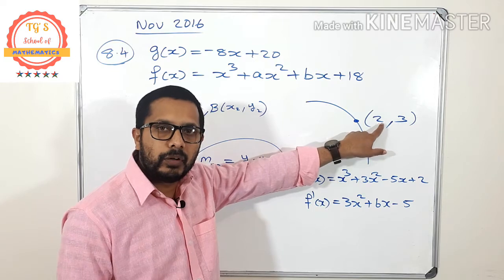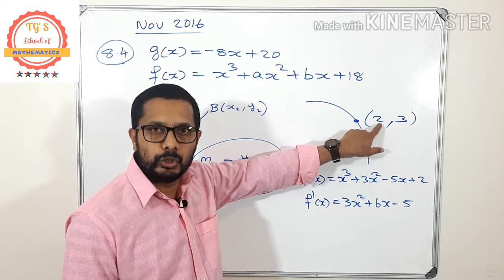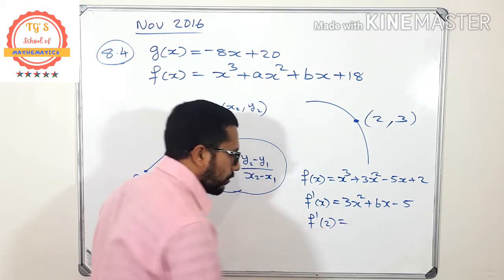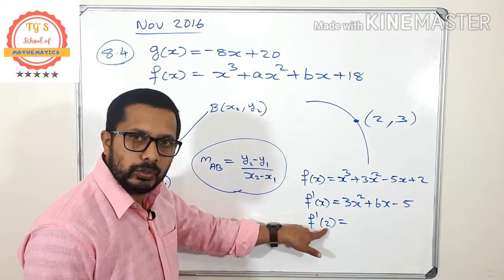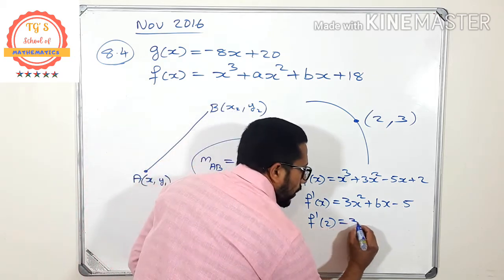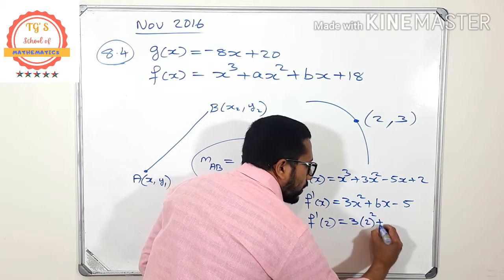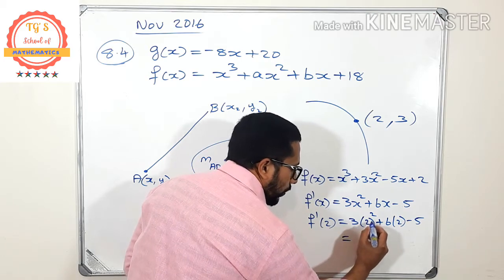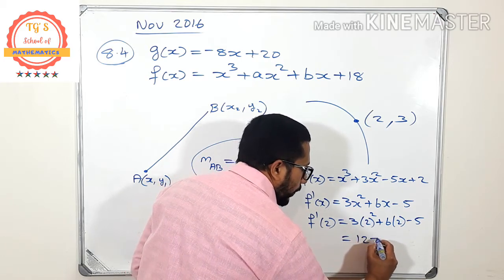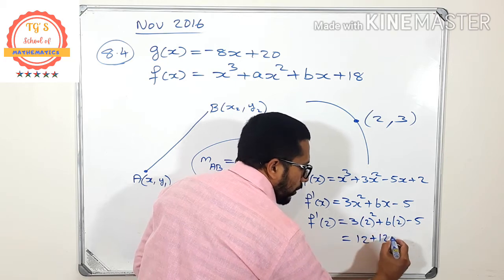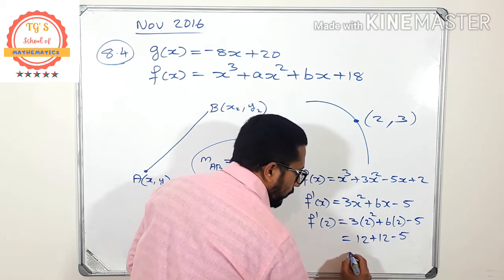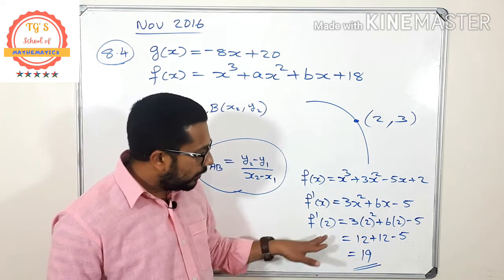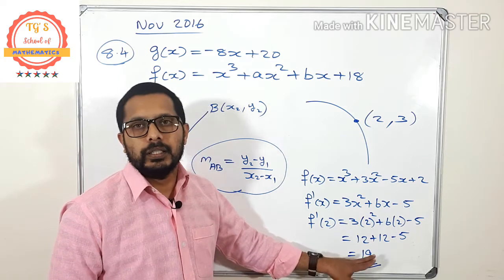So what I told you, first you find the derivative, and in that derivative you have to substitute the x value. In our example, what is the x value here? It is 2. So I substitute the value of x as 2. 3 into 2 squared plus 6 into 2 minus 5. So what is the answer? 3 times 4 is 12, plus 6 times 2 is 12, minus 5. 24 minus 5, that means 19. So in this case 19 is the gradient.